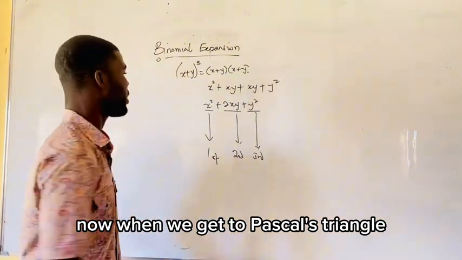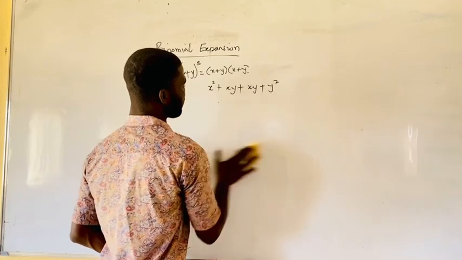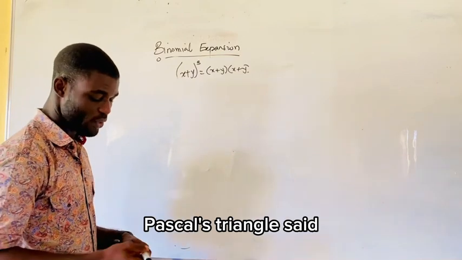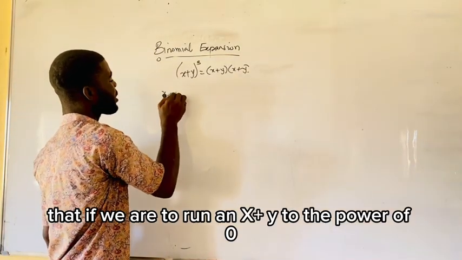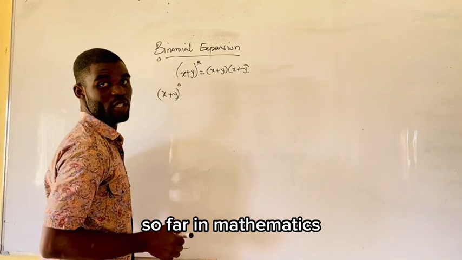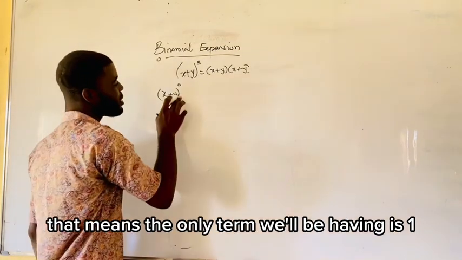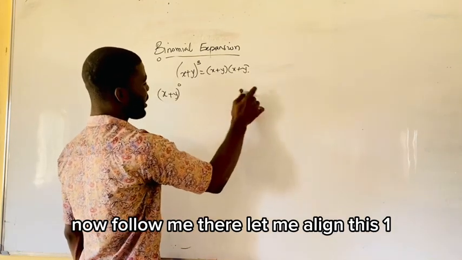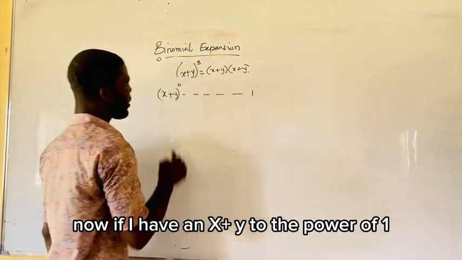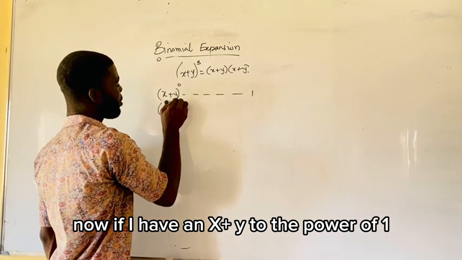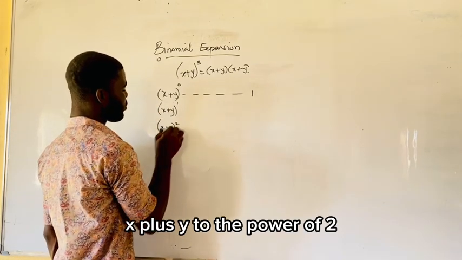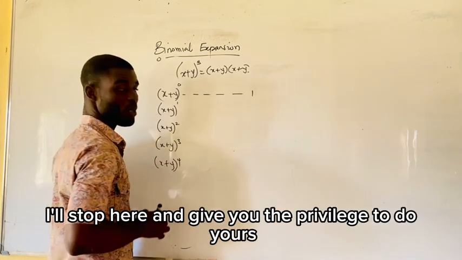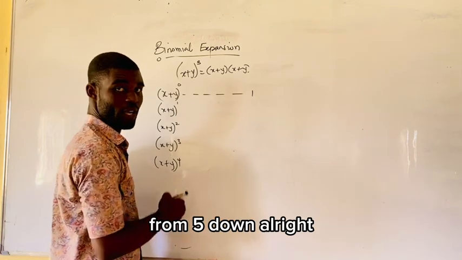Now when we get to Pascal's triangle, now in getting to Pascal's triangle said that if we are to run an x plus y to the power of 0, so far in mathematics, whatever is raised to the power of 0 gives 1. That means the only term we'll be having is 1. Now follow me there. Let me align this. 1. Now if I have an x plus y to the power of 1, x plus y to the power of 2, x plus y to the power of 3, x plus y to the power of 4, I'll stop here and give you the privilege to do yours from 5 down.